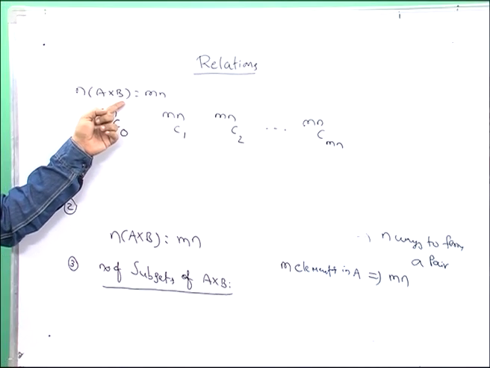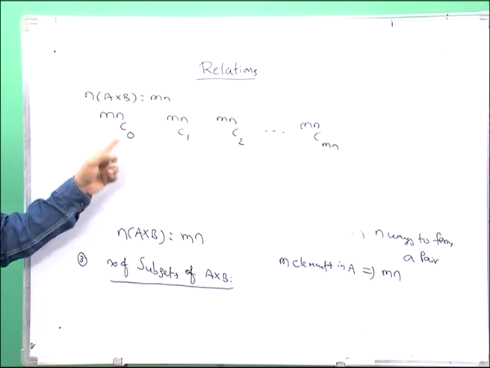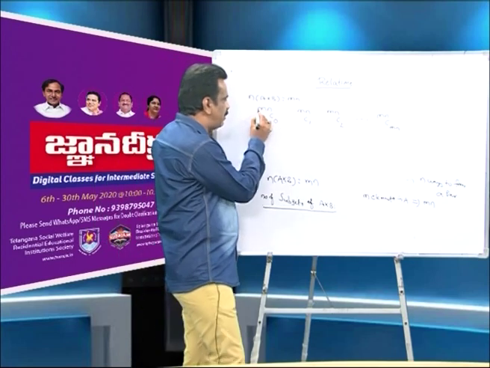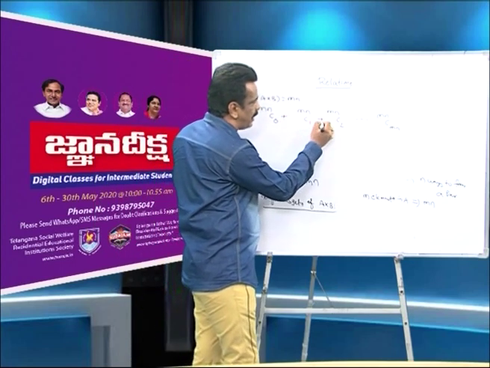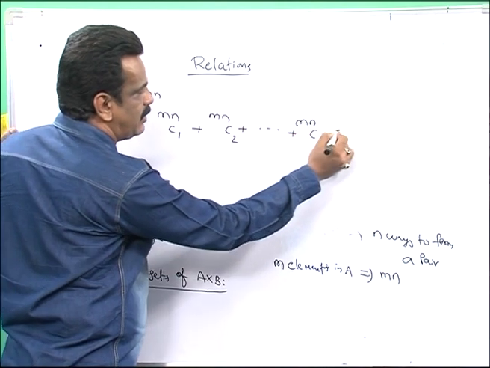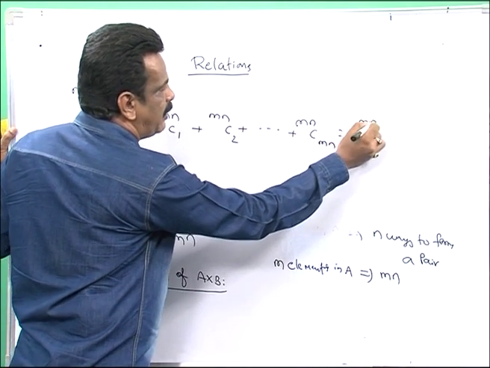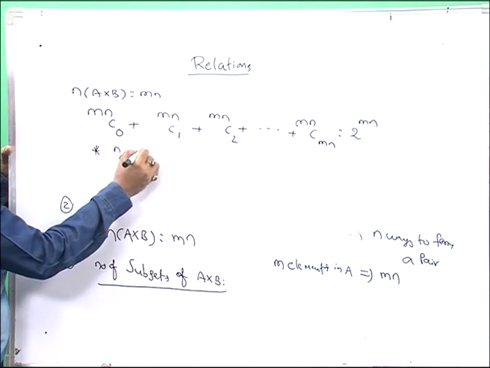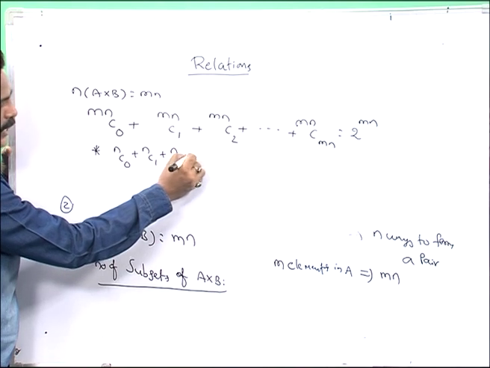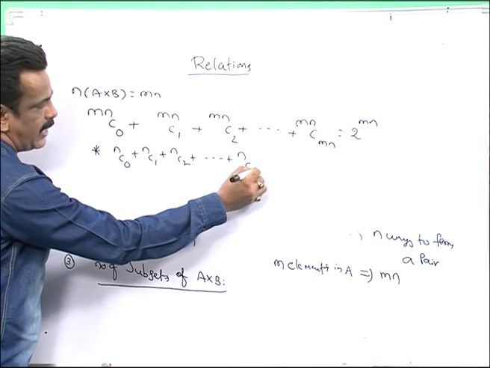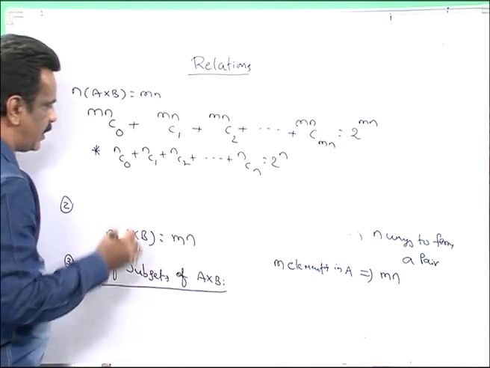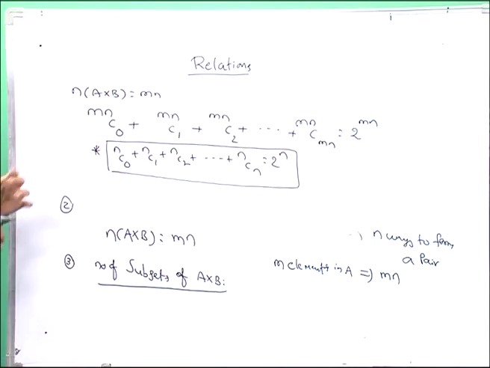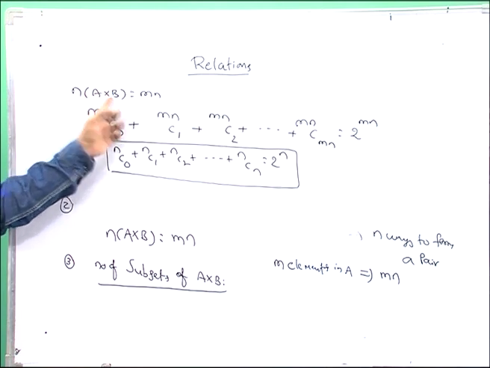By the fundamental principle of counting for addition, either the first part may happen, or the second part may happen, or the third part may happen, like that. Hence it is mC0 plus mC1 plus mC2 and so on, plus mCmn, which comes to 2 power mn. We must remember from the binomial theorem, nC0 plus nC1 plus nC2 plus so on plus nCn equals 2 power n. So using this formula, we found the number of subsets defined on A cross B.